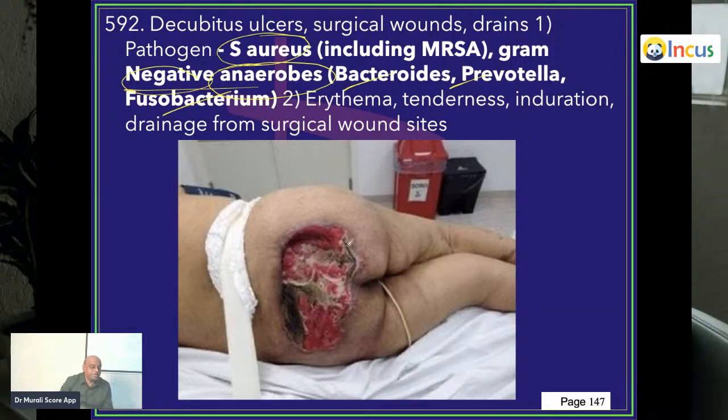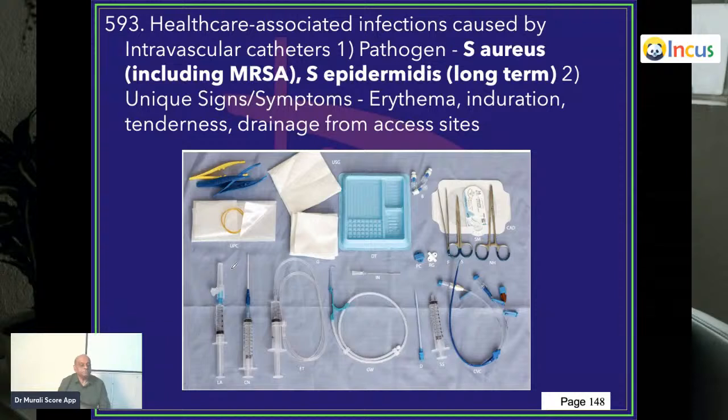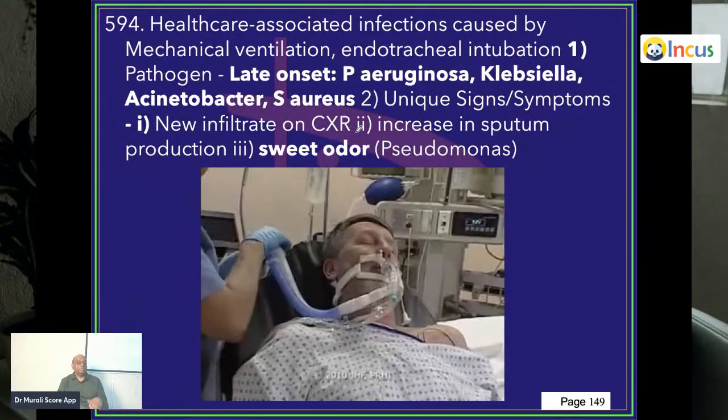Erythema, tenderness, induration, drainage from the surgical wound sites. If you pass an intravenous catheter, be very sure. Central lines, etc.: Staph aureus, Staph epidermidis, and long term, Staph epidermidis. And always look for erythema, induration, tenderness, drainage from the access site. Then, whenever you put the patient on a ventilator, you get Pseudomonas aeruginosa, Klebsiella, Acinetobacter, and Staph aureus. Always, in a patient on a ventilator, you will be regularly checking the X-rays to find any new infiltrate.